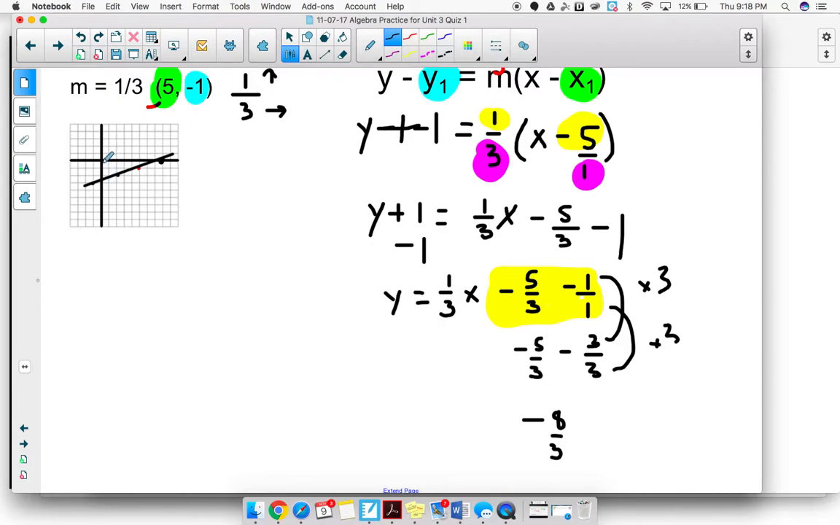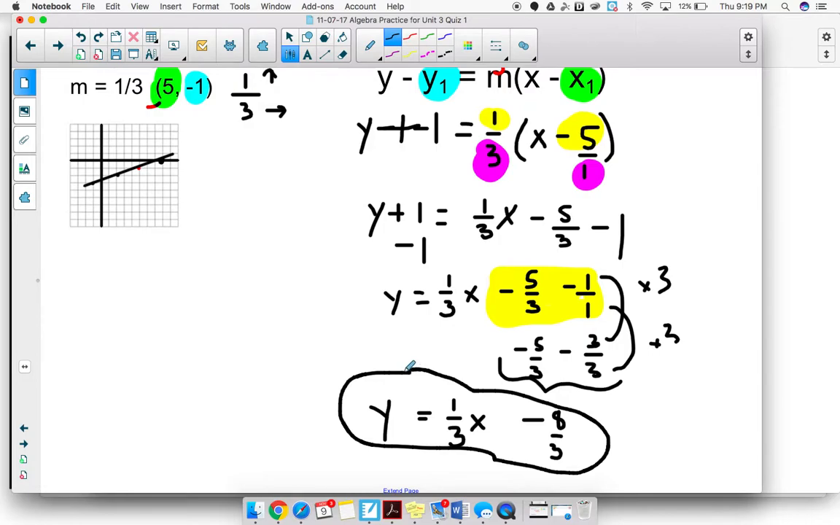Let's check the graph. Yep, negative 2.67 makes sense. Let's see if the rest of it does. We have our negative 8/3 for our y-intercept. We have 1/3 x, where 1/3 represents the slope. And this should be the final equation of our line. No decimals. Keep it in fractional form.